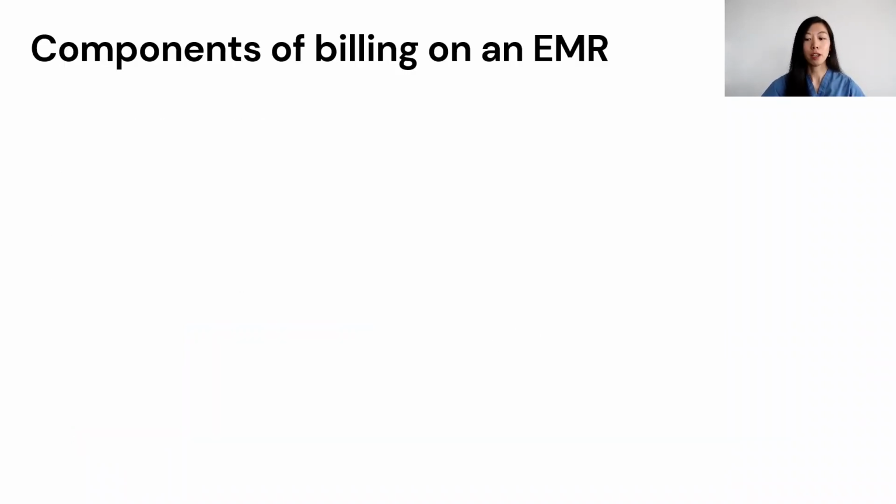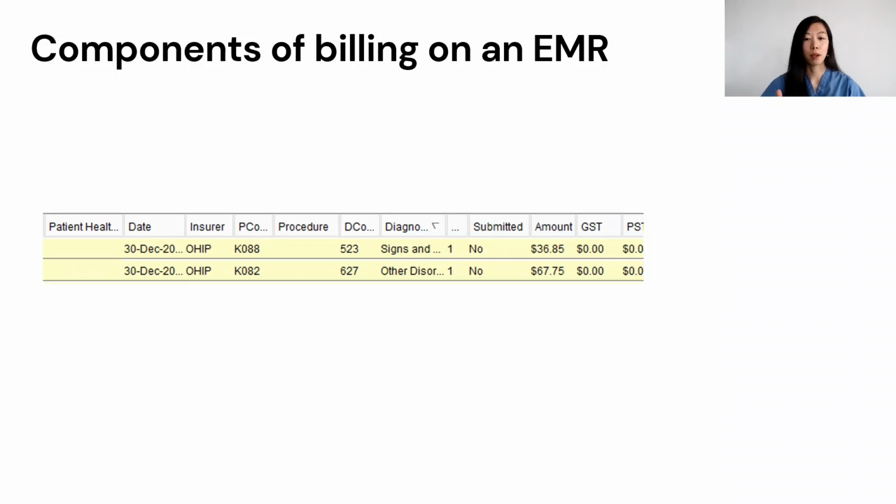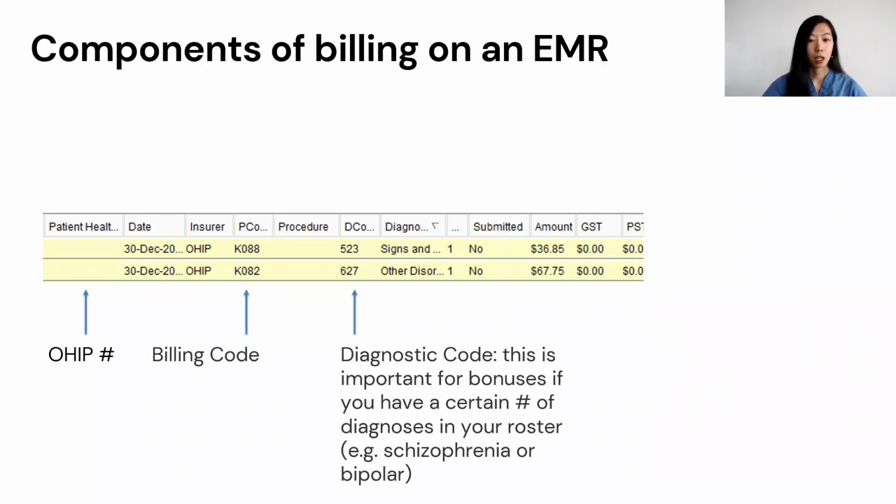So when you're billing on an EMR, you also have to learn how to bill on an EMR system, right? This is what a screenshot of my EMR might look like. What it would include is the patient's OHIP number. I've blocked them out for privacy reasons. You would put in your billing code in here as well. You include a diagnostic code, and this is important for people in certain practice models where there are bonuses, and more on that in the second part of this lecture.